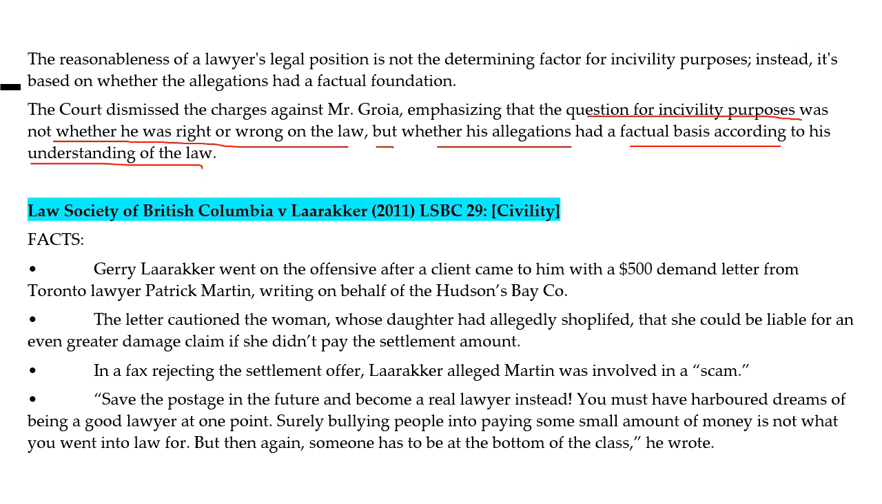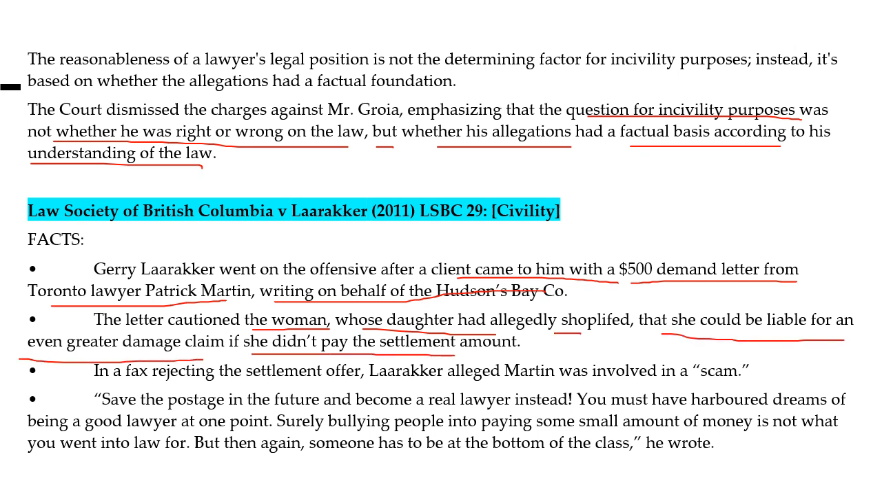Next, in the case of Laarakker, Gary Laarakker went on the offensive after a client came to him with a $500 demand letter from Toronto lawyer Patrick Martin, writing on behalf of Hudson's Bay Company. The letter cautioned the woman, whose daughter had allegedly shoplifted, that she could be liable for an even greater damage claim if she didn't pay the settlement amount. In rejecting the settlement offer, Laarakker alleged Martin was involved in a scam: save the postage in future and become a real lawyer instead.